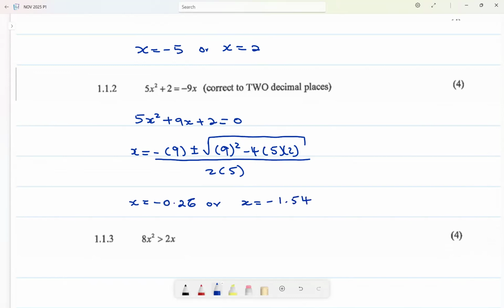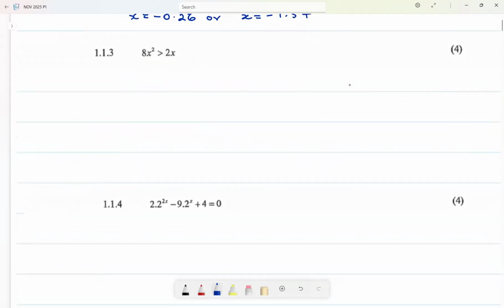-1.54. Okay, yes. 8x squared is greater than 2x. Well, we apply the zero factor again. 8x squared minus 2x is greater than 0. Then factor out 2x, and then I have 4x minus 1 greater than 0. Then I have critical values: x is equal to 0, or x is equal to 1 over 4.